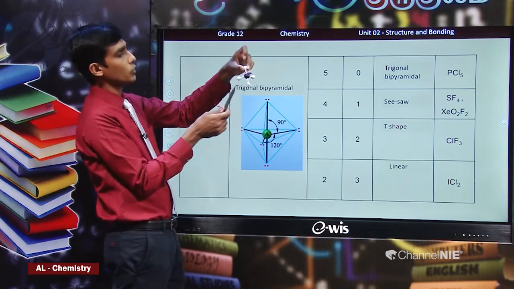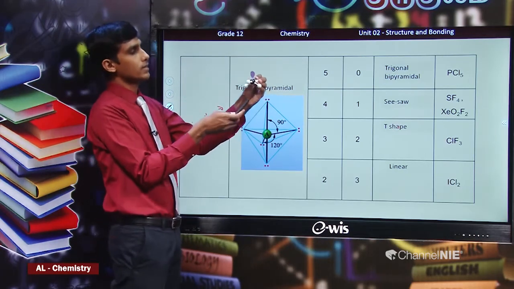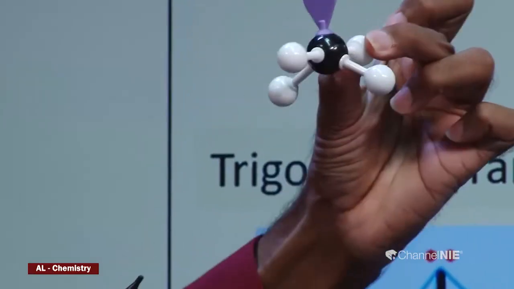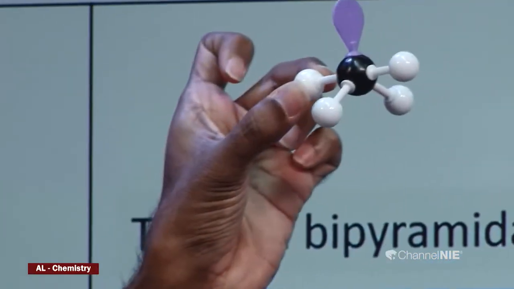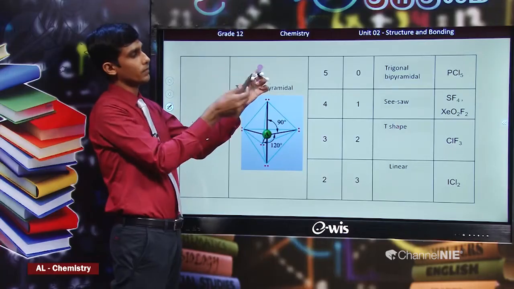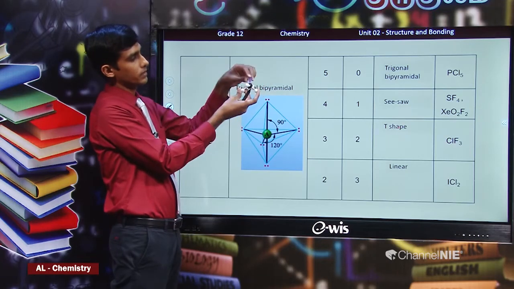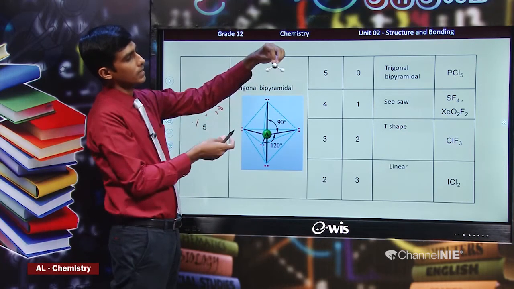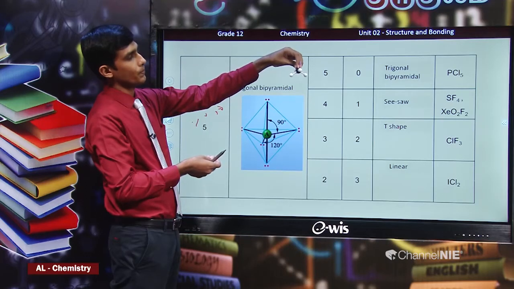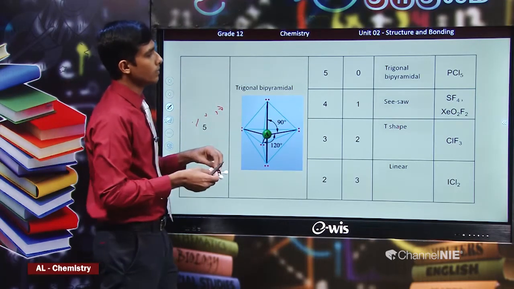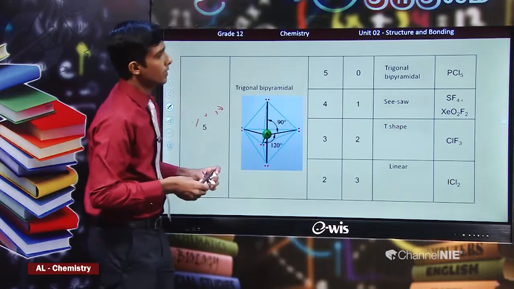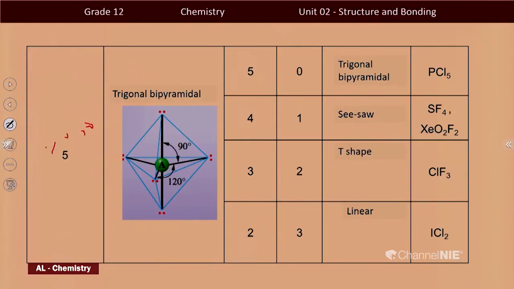So this particular shape is known as the seesaw shape. It's like a seesaw. Without considering the lone pair, if you get the shape between these atoms, that is the seesaw shape. One example I have given, there are a number of examples: SF4, XeO2F2, they are examples for these seesaw shape molecules. Now we will see what happens when you have two lone pairs.